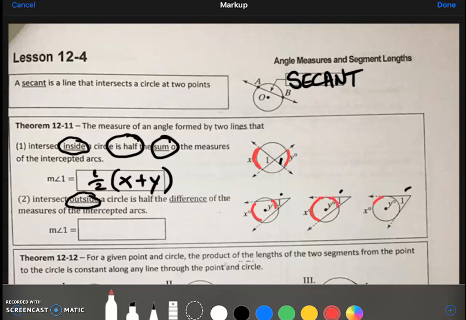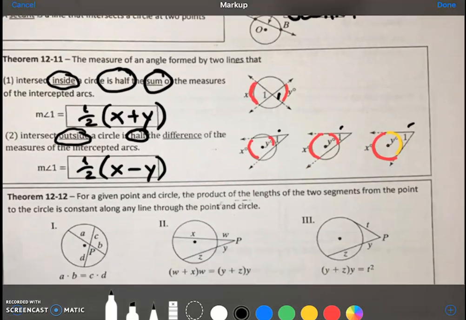And this guy, this is all of arc X, and I'll change the color here, and this would be arc Y. But in all 3 cases it's the same, and the formula if you are outside is 1/2 arc minus arc. That is the main difference: when you're inside, you add; when you're outside, you subtract the 2 arcs. All right, let's move on to segment lengths.